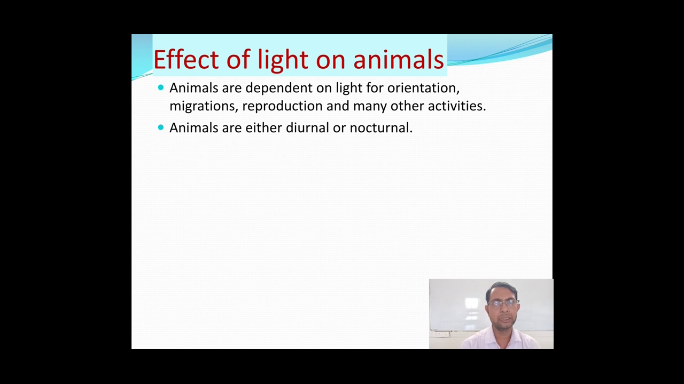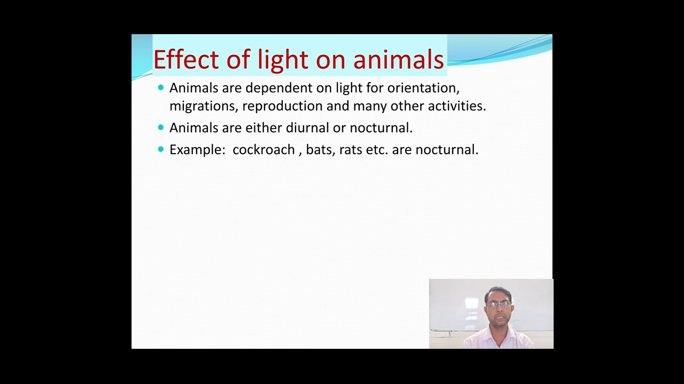Animals are either diurnal or nocturnal. So depending on the light, animals are either diurnal or nocturnal. Now nocturnal means the organism which moves during the night time. For example, cockroach, bats, rat, owl are nocturnal organisms or animals. They move during the night time, while some organisms show activity during the diurnal period, that is the daytime, and humans, for example, are the best example of that.